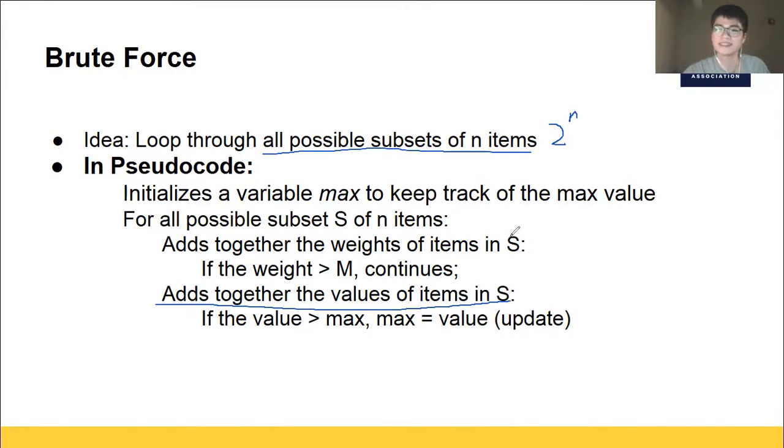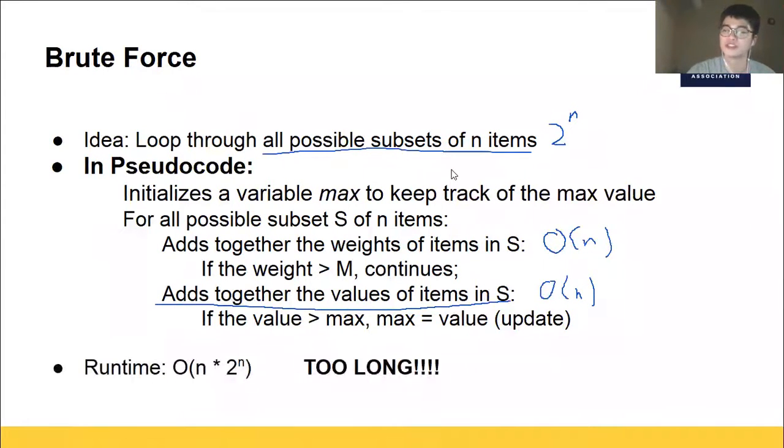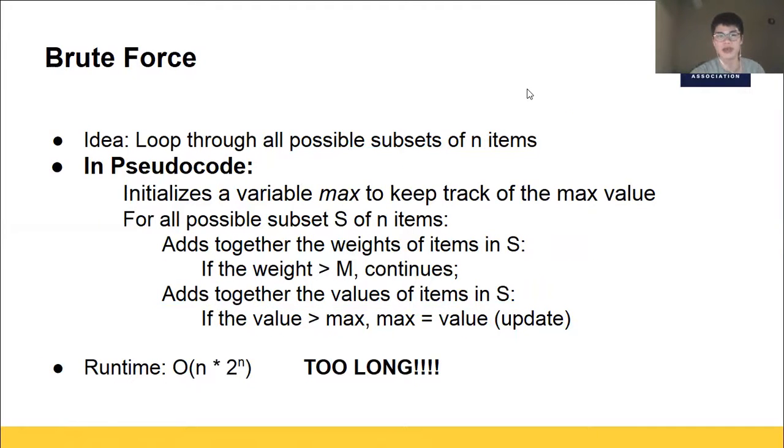Let's see the time complexity. Adding together all the weights takes O of n, and adding together all the values takes O of n too. Together, each loop takes O of n time, and we run it for 2 to the nth power loops, which takes O of n times 2 to the n time, which takes way too long. So we have to find another way to approach this problem.